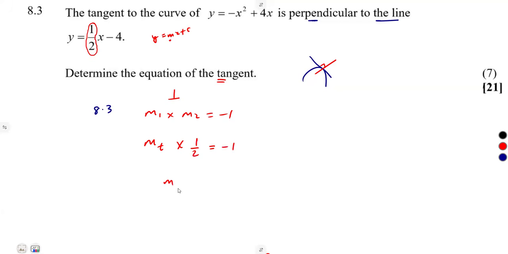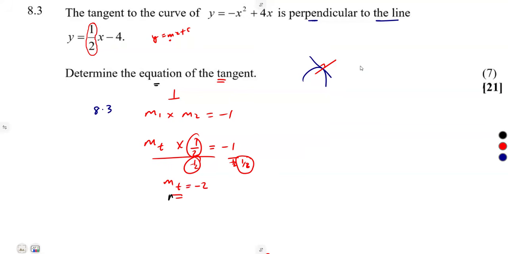So what is the gradient of the tangent from there? Divide by 1 over 2. That is going to give us a negative 2, right? If we divide by 1 over 2, you're going to obtain a negative 2. So this is the gradient of the tangent. What's the importance of this gradient if we do not have a point? Because we need to find the equation, and we only have the gradient.